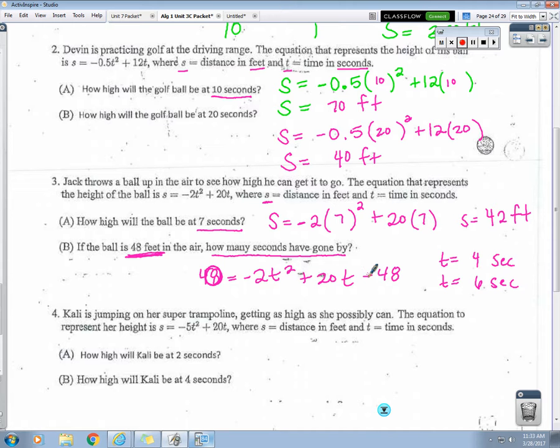Okay? Does that make sense why we have two answers? Because one of the answers is representing when it reaches 48 feet on its way up, and then 2 seconds later, it's coming back down, and it's back at 48 feet.